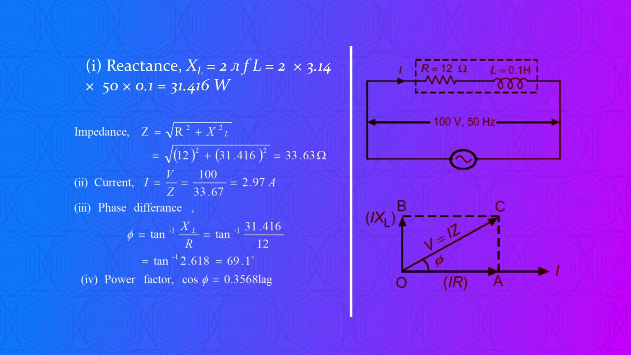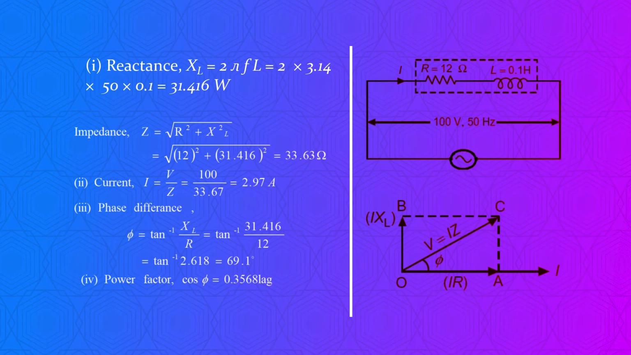This phi can be written as tan inverse XL upon R. You already have the value of XL and the value of R. So just put the values of XL and R in the equation of phase difference. After solving, you get the value of phase difference. It is coming 69.1 degree.